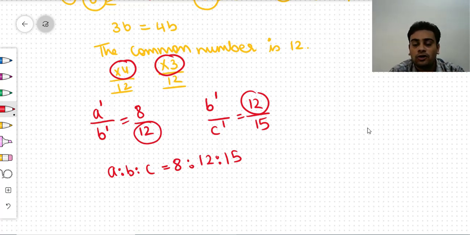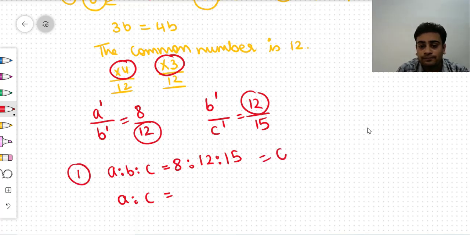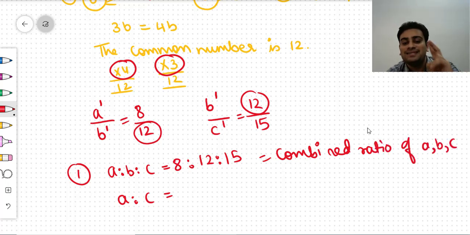Okay, and now since we are talking about the common, if you need to find the ratio between A and C only. Right now I'm not talking about the question where we have given three ratios. Right now I'm completely focused on two ratios, A upon B and B upon C. So in the first case, if you need to find the combined ratio of A is to B is to C, we can say combined ratio of A, B, C.